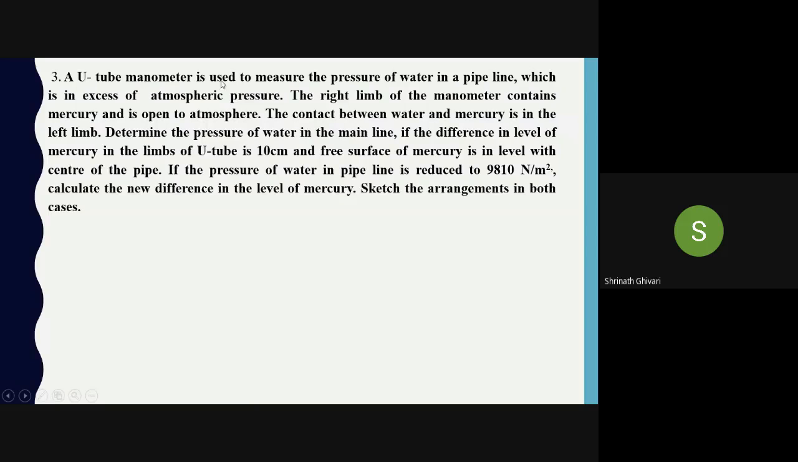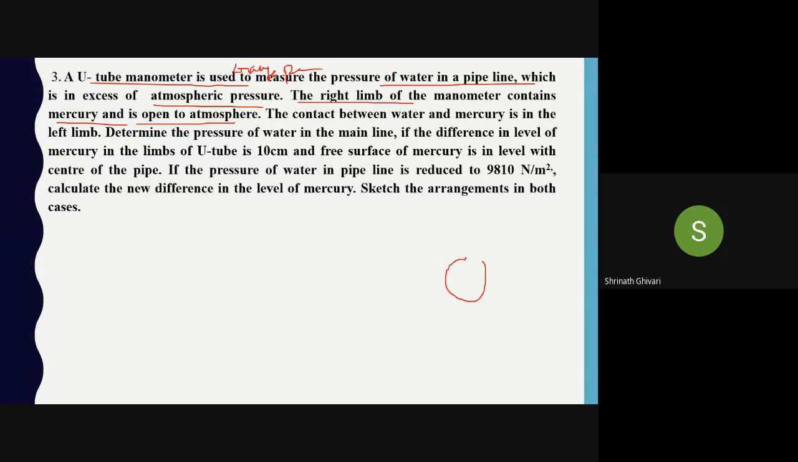A U-tube manometer is used to measure the pressure of water in a pipeline, which is in excess of atmospheric pressure. So if it is in excess of atmospheric pressure, it is gauge pressure. The right limb of the manometer contains mercury and is open to the atmosphere. So the right limb is having mercury.